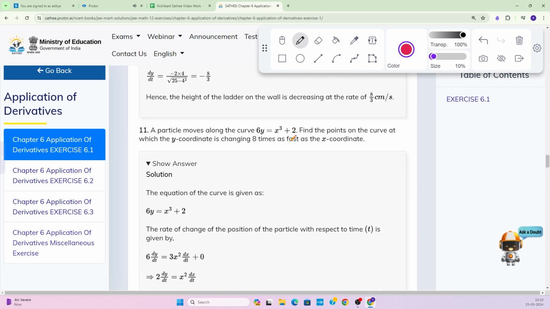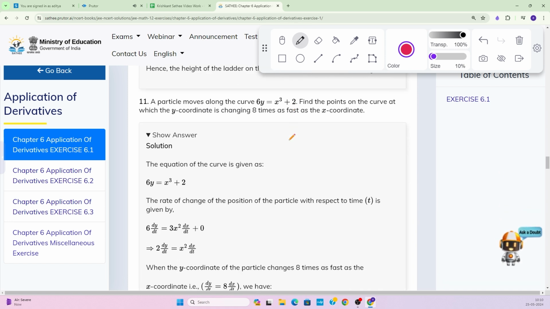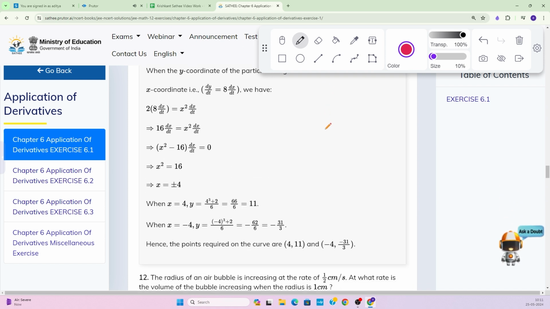Okay, clear? And in this question you must have some idea about the relationship between the rate of change of y coordinate and rate of change of x coordinate. Then only you can solve this question. Without this interpretation you cannot solve this question.